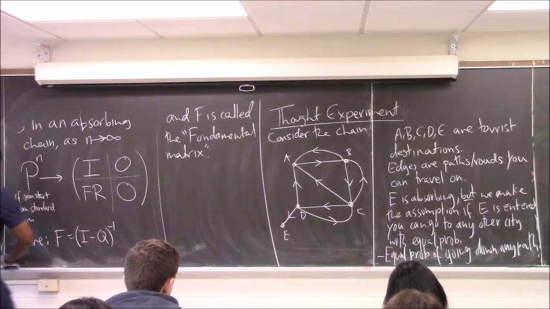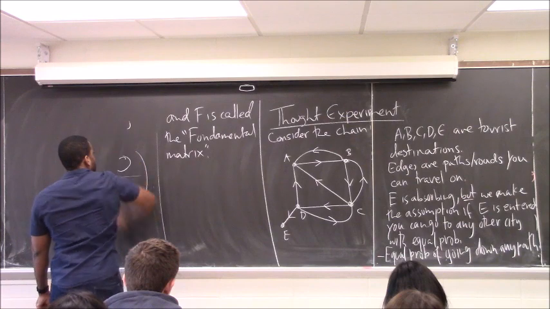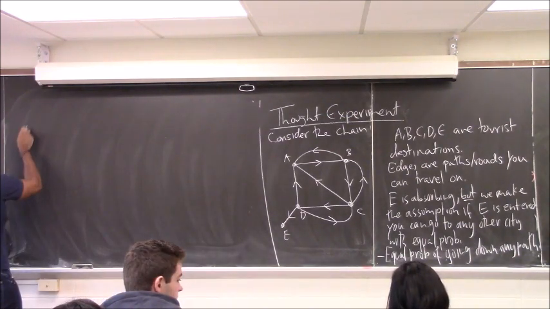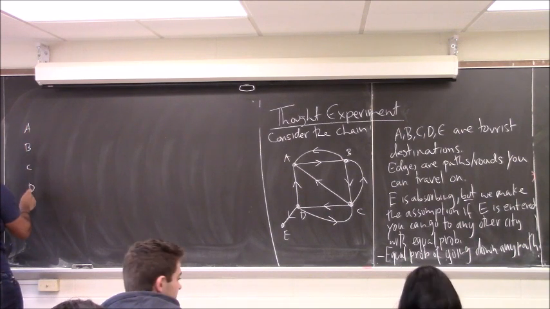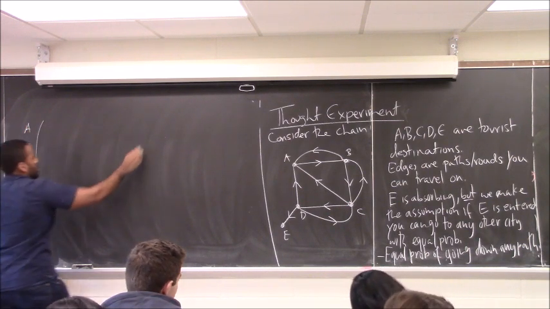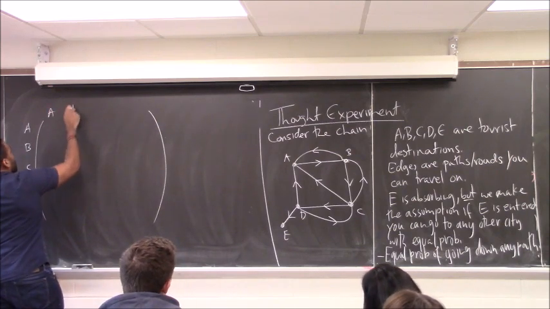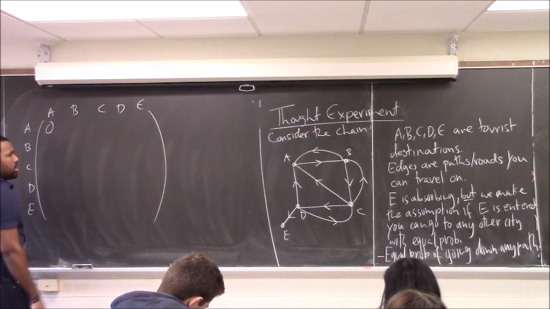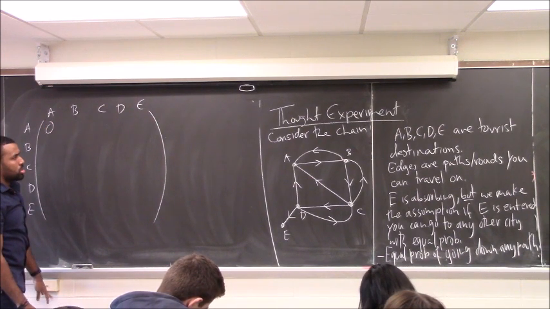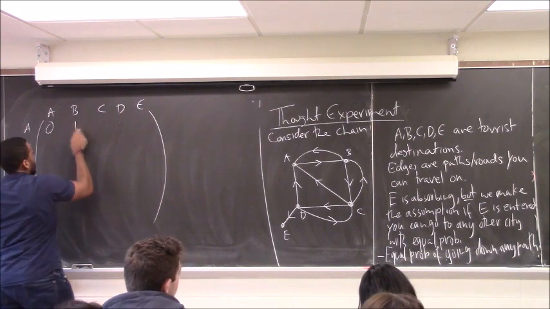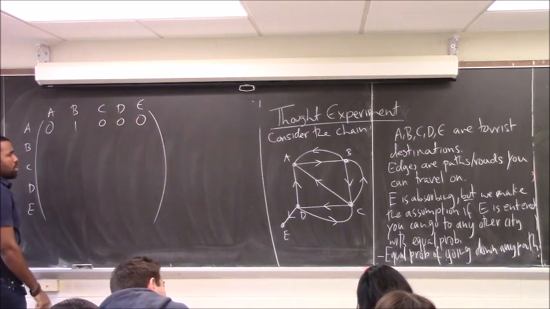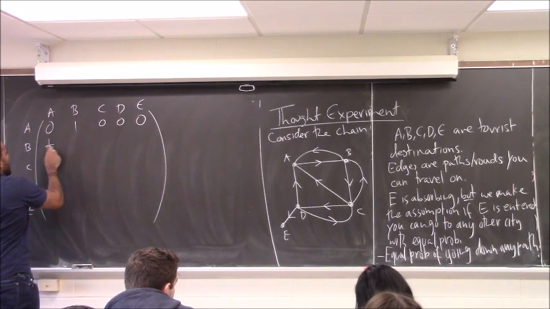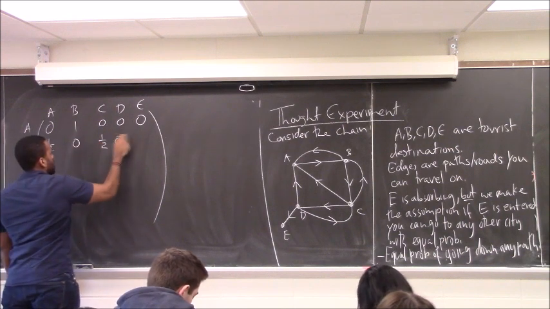So for example, let's actually do the matrix for this. A cannot go to A. What are the chances that A will go to B? 1. Can B go to A? B can also go to C. So that's a half here, 0 here, 0 here, 0. Right?